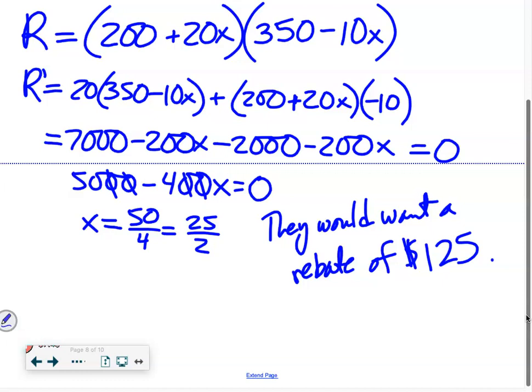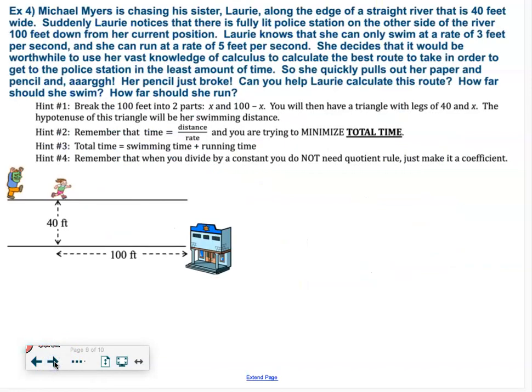Right, that's what I said, revenue. Yep, that is true. We don't know how much they cost, but to maximize revenue, that's what we'd want. All right, last problem of the day, and I'm saving by far the best for last.